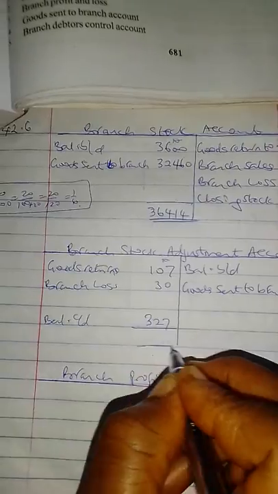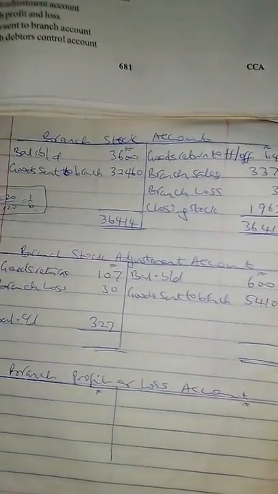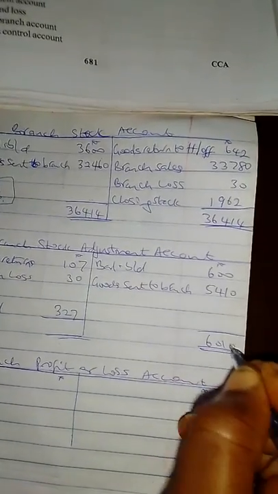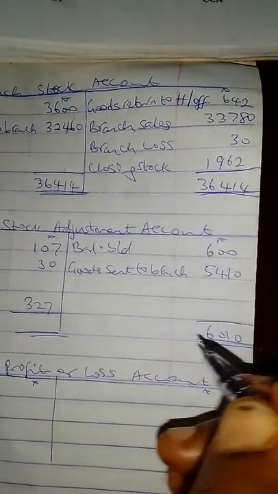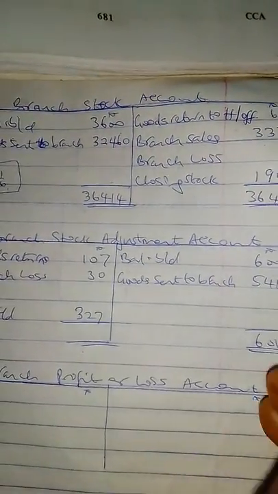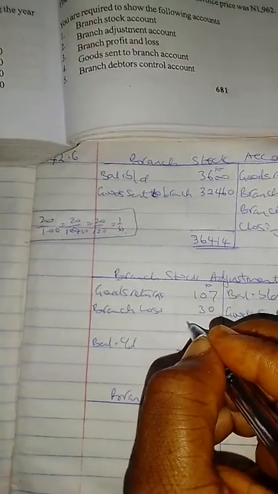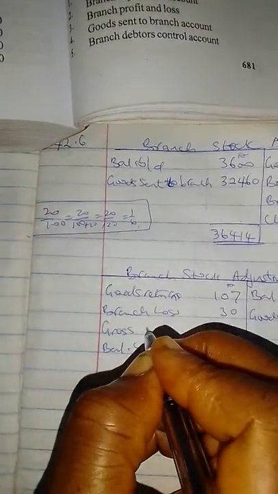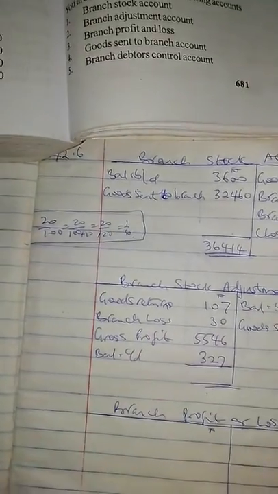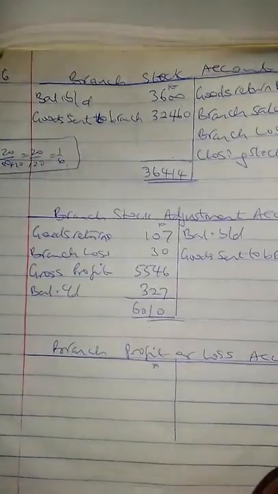We now add the two sides together. Our credit side gives us 6,010 naira, and debit side gives us 464. By the time you now minus 464 from 6,010 naira, you have a difference of 5,546, and this one represents our gross profit. 6,010. That is the branch stock adjustment account.